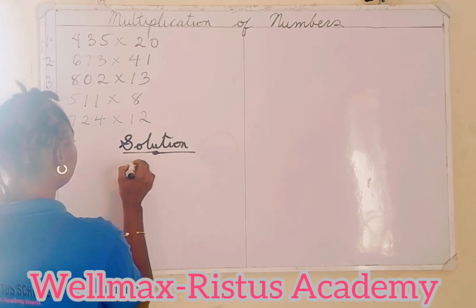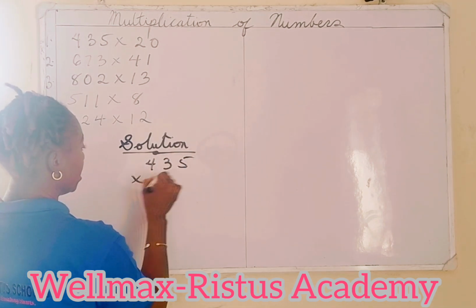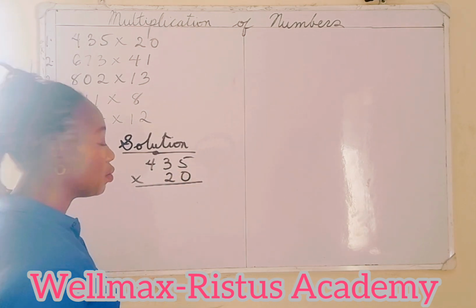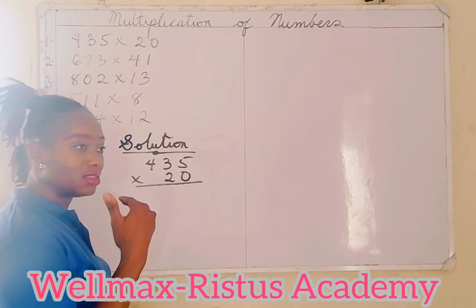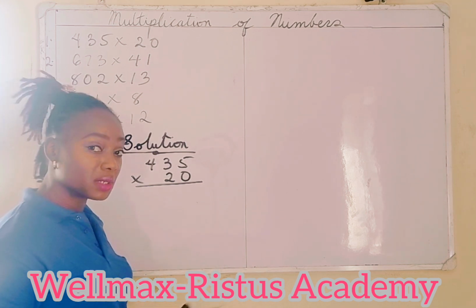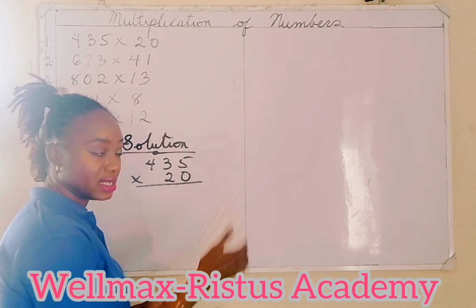Number 1, we have 435 times 20. Okay, when multiplying, we have to start from the units. Anything you're doing regarding arithmetic, addition, subtraction, multiplication or division, what you have to do is always start from the unit, the right hand side.